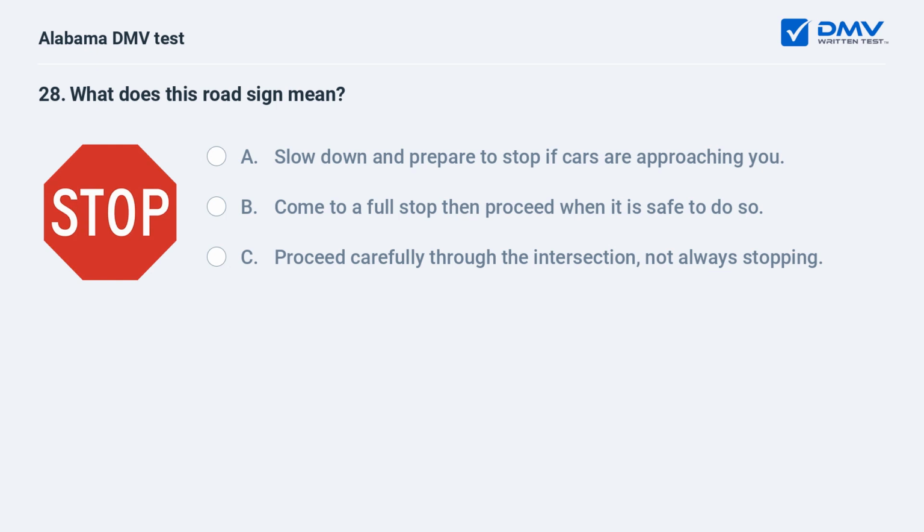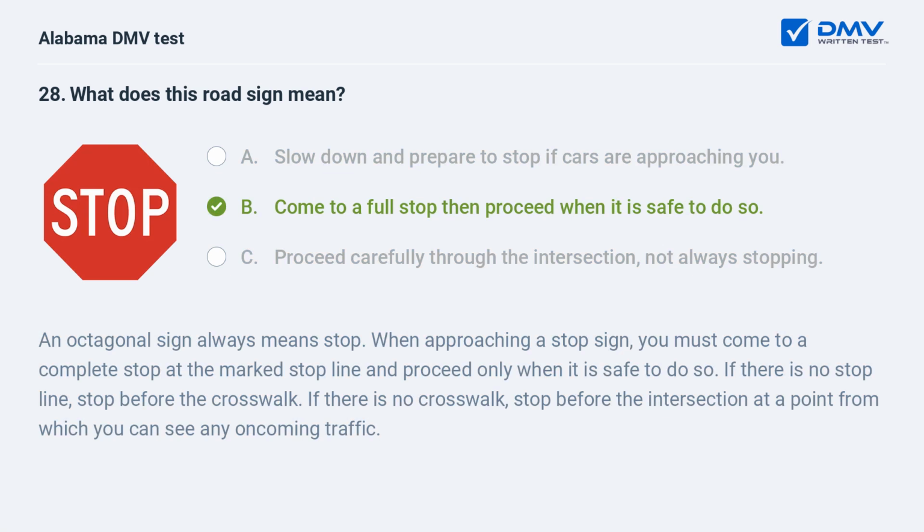What does this road sign mean? A. Slow down and prepare to stop if cars are approaching you. B. Come to a full stop, then proceed when it is safe to do so. C. Proceed carefully through the intersection, not always stopping. B. Come to a full stop, then proceed when it is safe to do so.